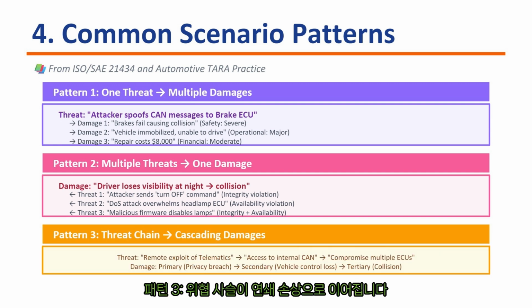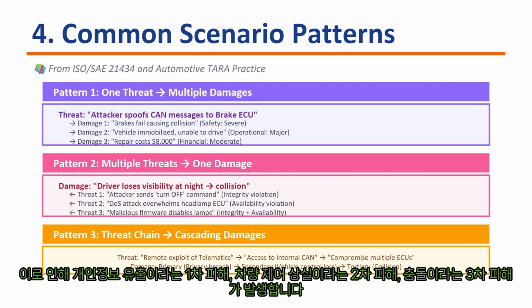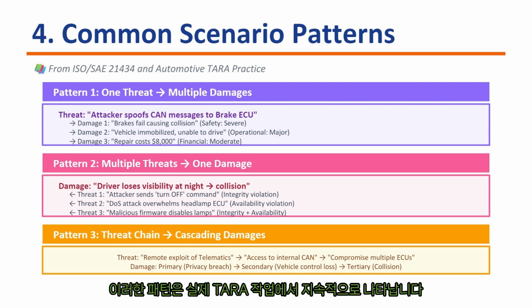Pattern 3. Threat chain leads to cascading damages. Remote exploit of telematics gives access to internal CAN, which allows compromising multiple ECUs. This causes primary damage of privacy breach, secondary damage of vehicle control loss, and tertiary damage of collision. These patterns appear constantly in real TARA work.